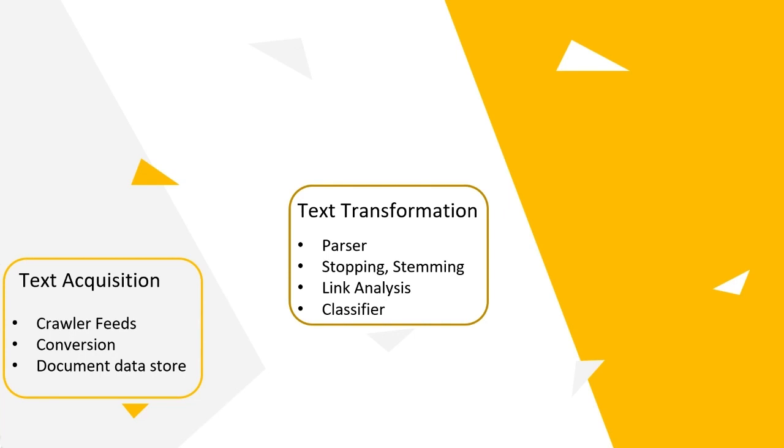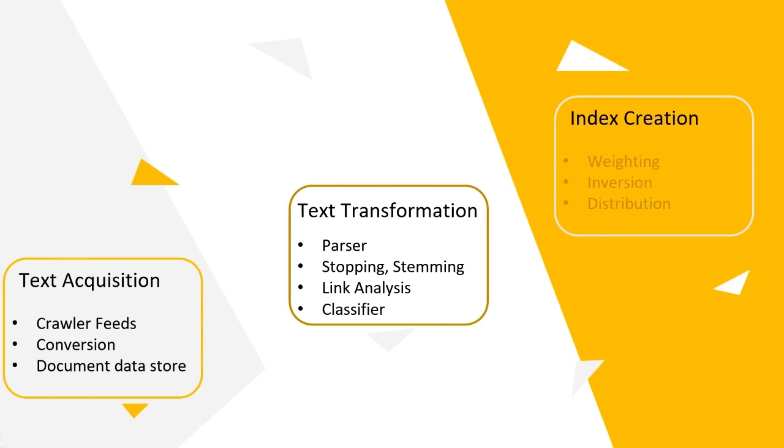So the final component in the indexing process is the index creation component, which basically creates indices and or data structures that enable fast searching. It also has subcomponents like weighting, which basically weighs the importance of words in the document, which is used for ranking the document. We also have the inversion component, which changes the stream of document term information into term document information to create inverted indices.